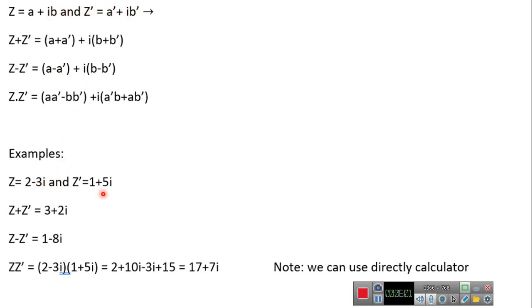Example, if you want to add these two, you add real to real, so 3 plus 2i. If you want to subtract, 2 minus 1 is 1, minus 3i minus 5i is minus 8i. If you want to multiply, it's 2 plus 10i minus 3i minus 15i squared. But minus 15i squared is plus 15, so you're going to get this answer. However, you can use the calculator directly with complex numbers. It doesn't matter. You can get the answer directly.